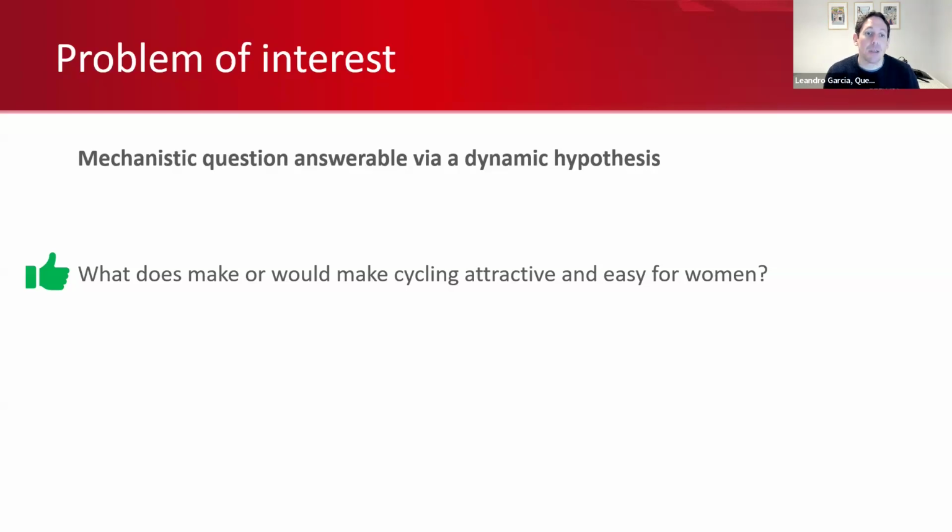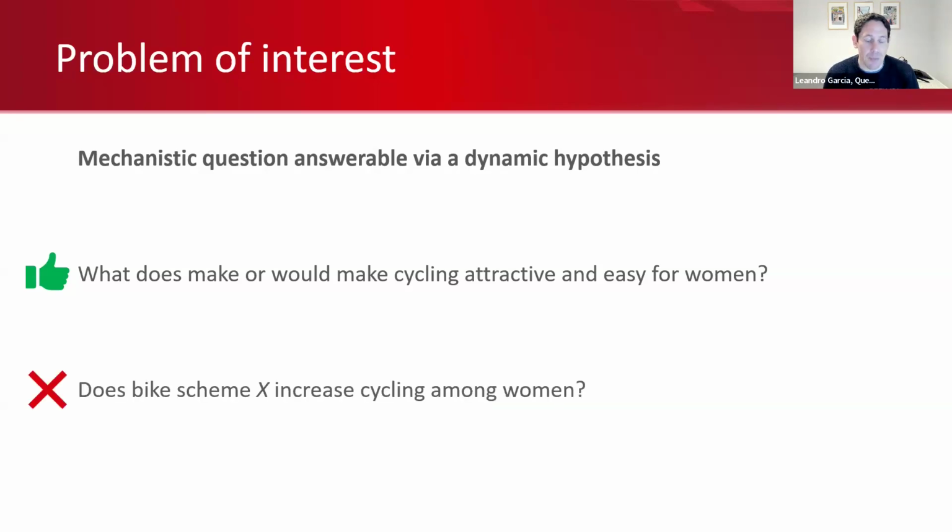So at least intuitively, even though we didn't build, of course, the dynamic hypothesis yet or the causal loop diagram yet, it seems that it can be addressed via a causal diagram. A question that wouldn't be suitable to answer via a causal diagram would be something like, does bike scheme X increase cycling among women? It is a question about the effectiveness of an intervention. So it's less mechanistic and much more an effectiveness kind of question. That kind of question is less suitable, or unsuitable in general, to be answered with a causal diagram.